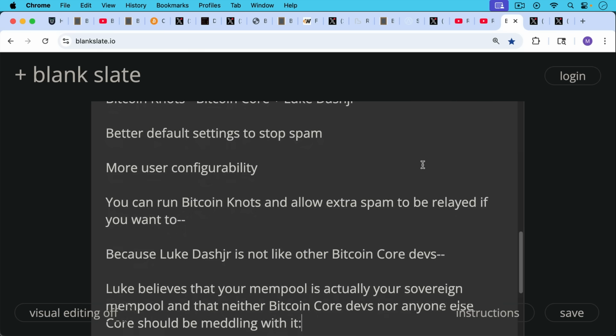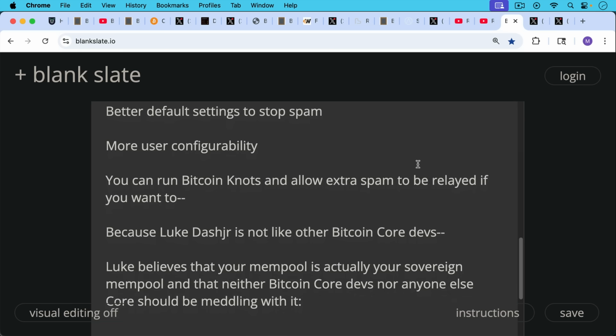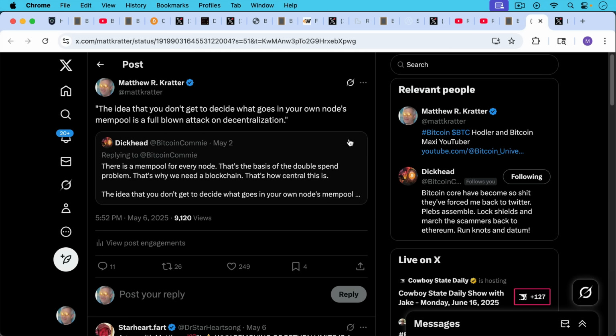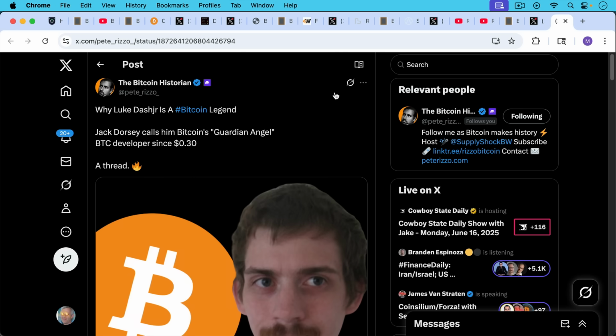because Luke Dashjr and Bitcoin Knots, unlike Bitcoin Core devs, believe that your mempool is actually your sovereign mempool. This is where you store unconfirmed transactions that can be sent to other nodes and relayed to miners as well. Luke believes, as do I, that your mempool is actually yours. It's your sovereign mempool, and neither Bitcoin Core devs nor anyone else in Core should be meddling with it. As Bitcoin Kami says here, the idea that you don't get to decide what goes in your own node's mempool is a full-blown attack on decentralization. I wish more Bitcoin Core devs would understand this.